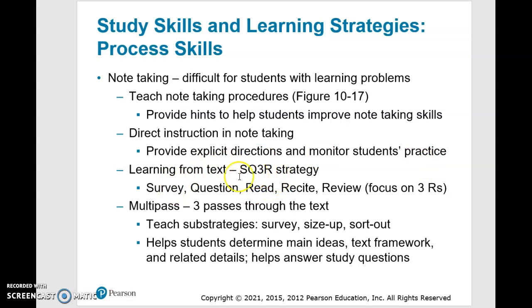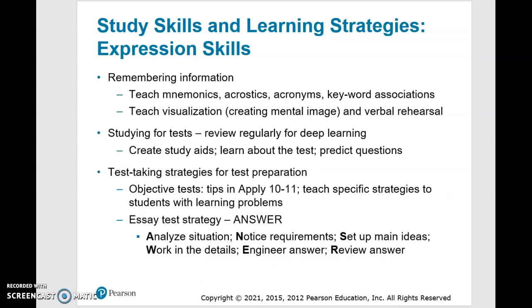Remember that there's this good old, I don't know if you all learned this when you were younger, but I remember this strategy, the SQ3R: survey, question, read, recite, review, and you can focus really on those three R's. And then there's also multipass, going multiple times through the same text. There are some sub-strategies. You can help students determine main ideas, related details, help them answer study questions, stuff like that. Again, explicitly teach them some of those strategies.